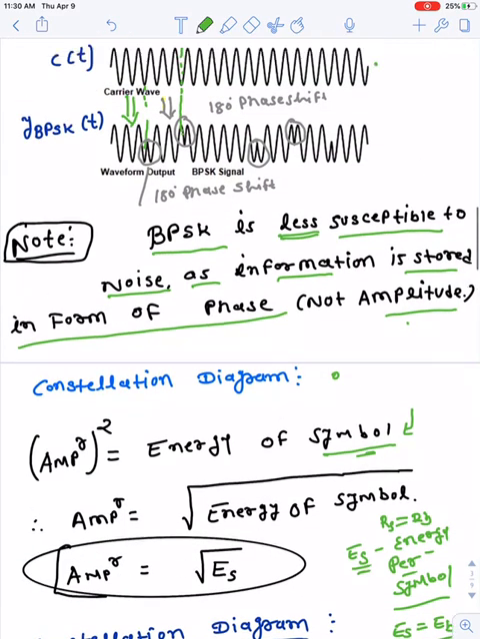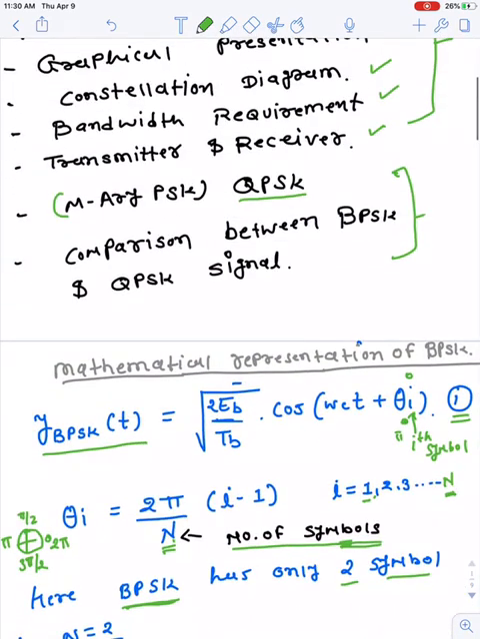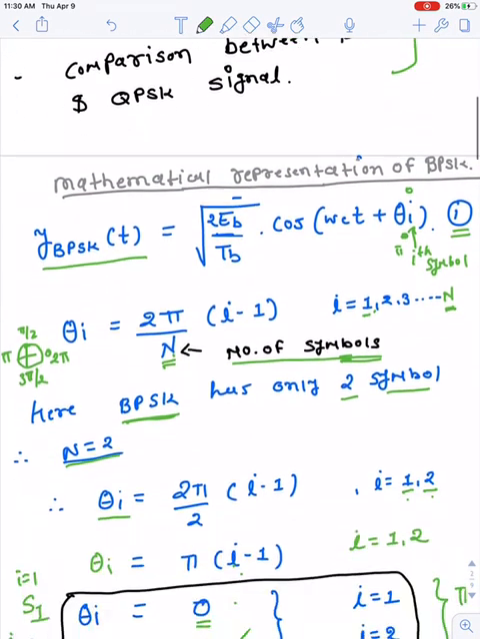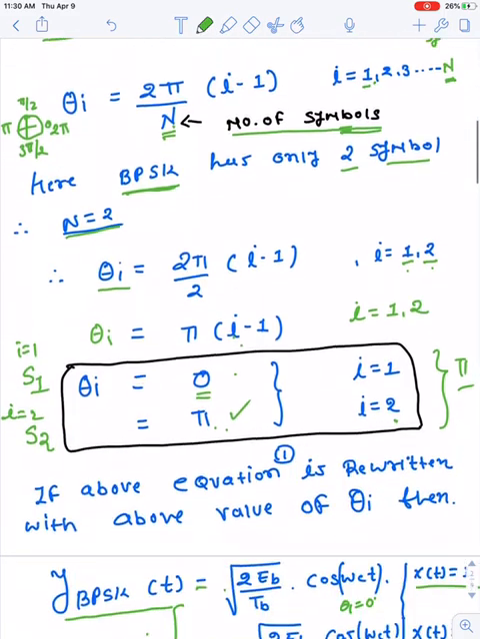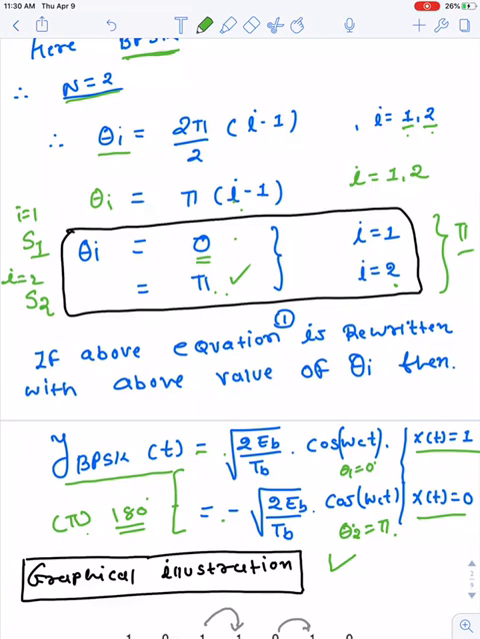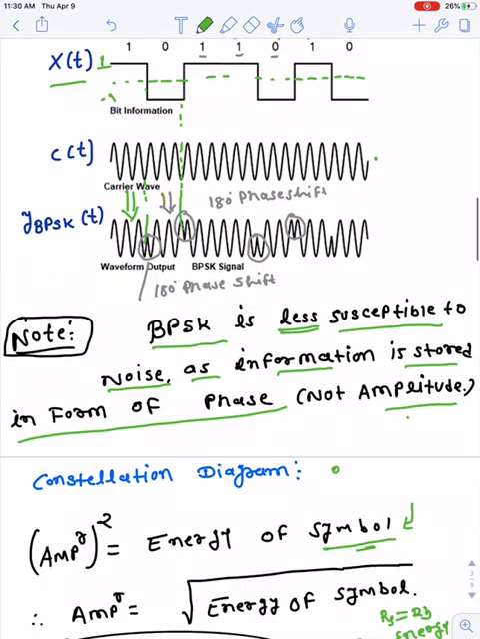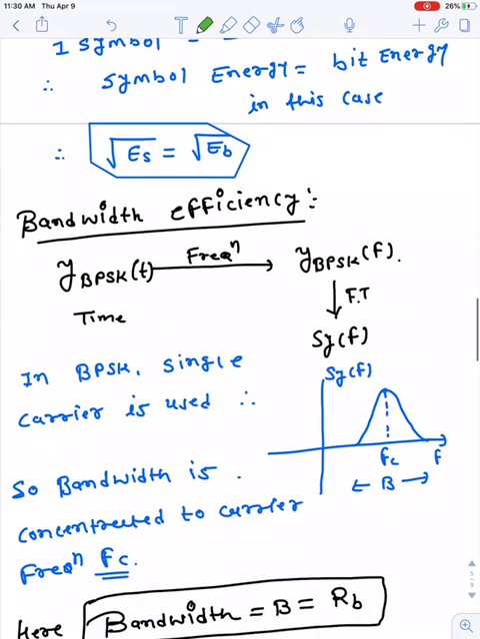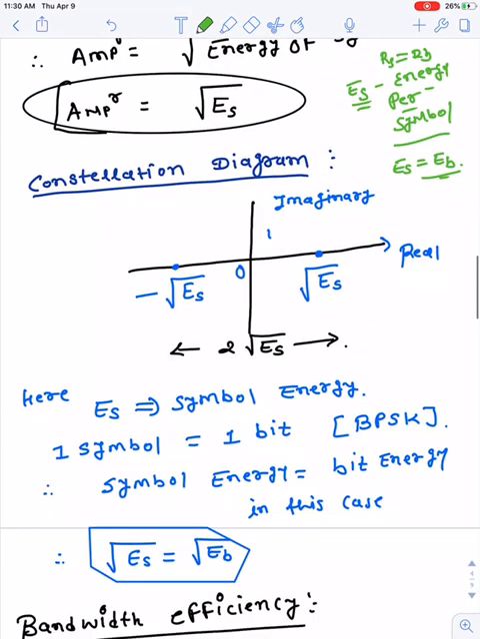So what we have marked here is, if you have a bit 1, we can transmit it with cos omega ct with a 0 degree phase shift, and if we have a bit 0, we can transmit it with a pi degree phase shift. It is minus square root of 2 EB by TB cos omega ct. So if the energy is considered, the first one has a positive energy, simply known as ES.